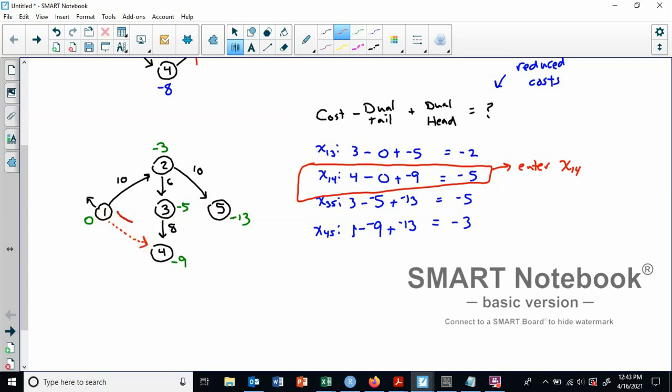And that will create, notice it creates a cycle in our network. And we can't have cycles, we have to have this be a minimum spanning tree, or a spanning tree. It needs to connect all the nodes with no cycles, no loops. So this variable is going to enter, it's going to push out one of these other arcs. Which one will it push out?